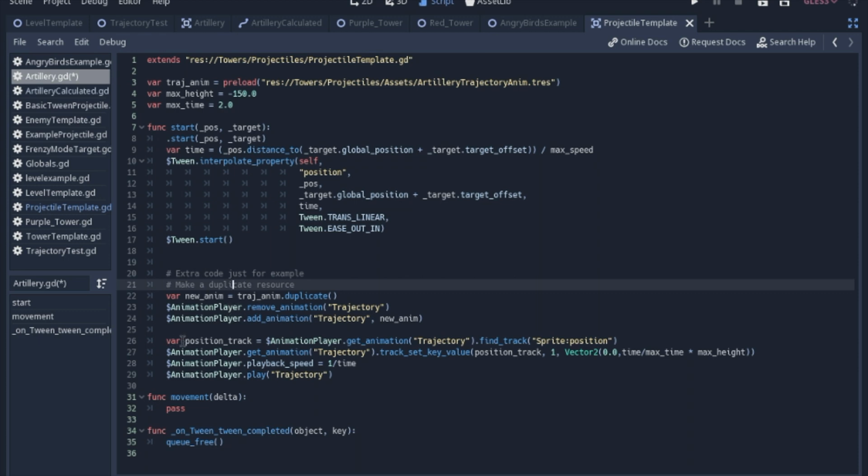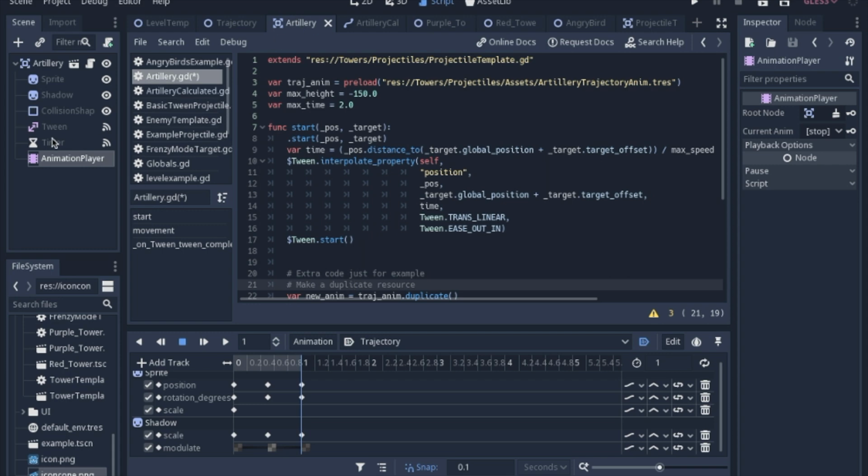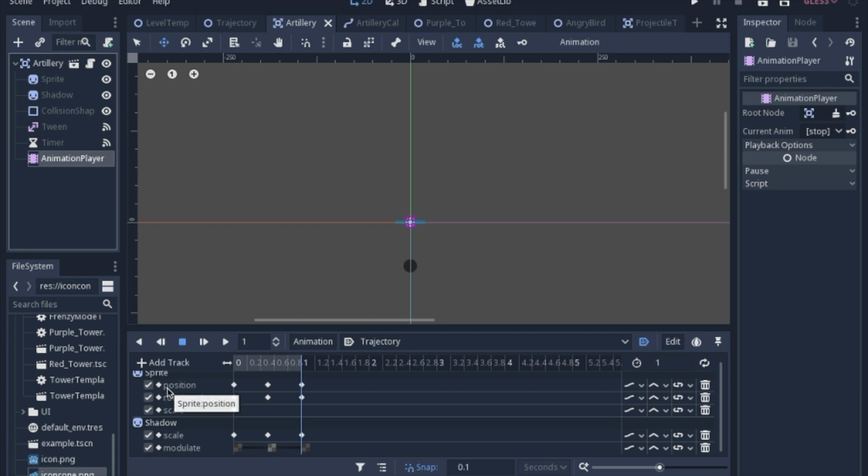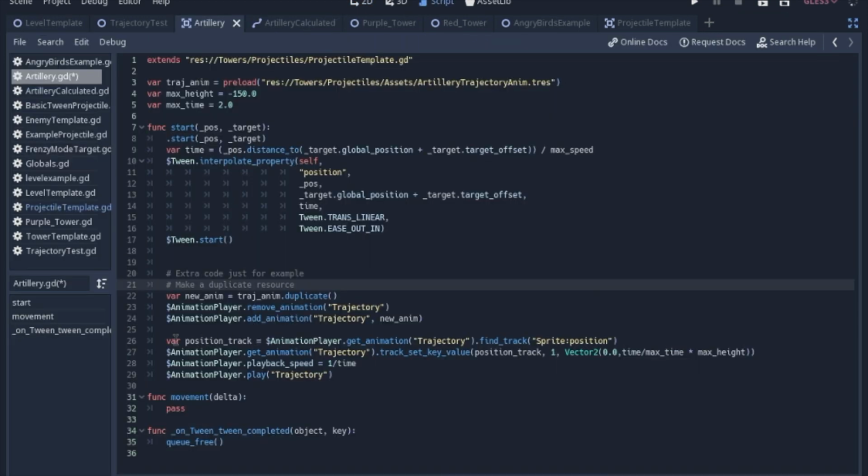We're going to find the position track. So we're going to look inside that animation. So we're going to get that animation. We're going to find track and sprite position. And how you get this string right here, we have sprite, which is the purple thing. I never actually renamed it to the projectile sprite. But if you look here and you hover here, that is how you find what you need to type in there. Sprite position.